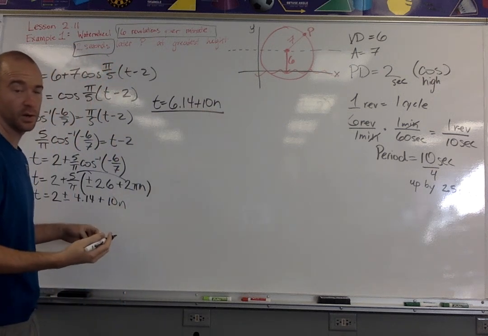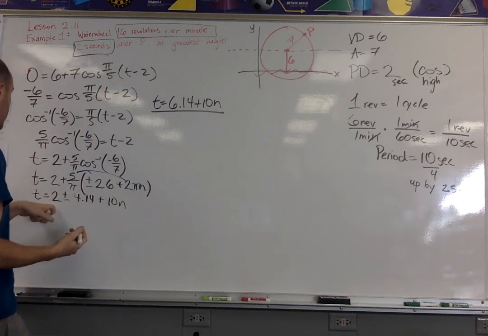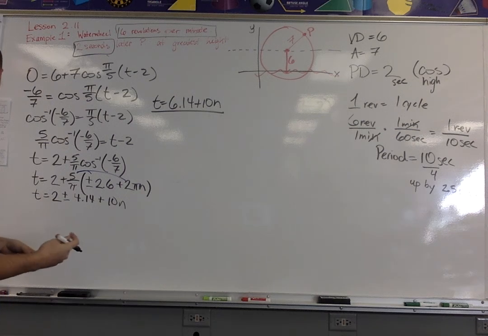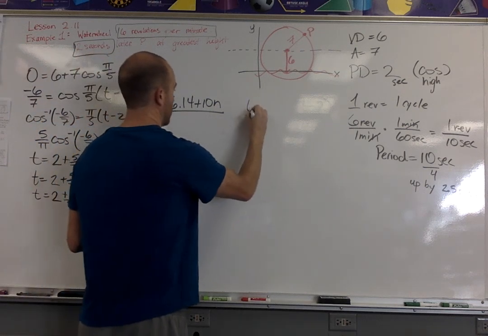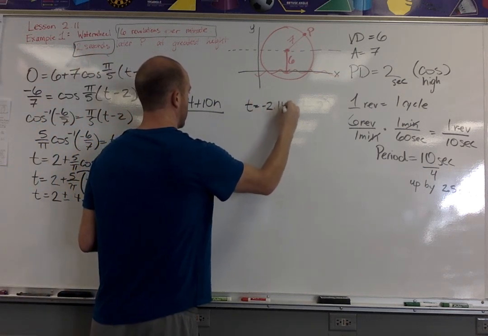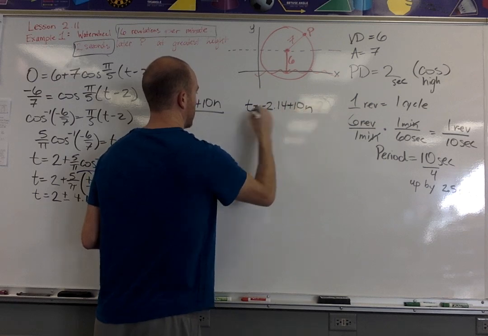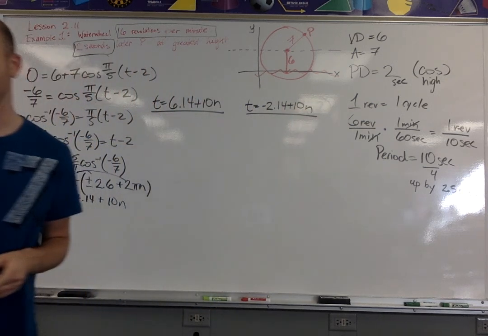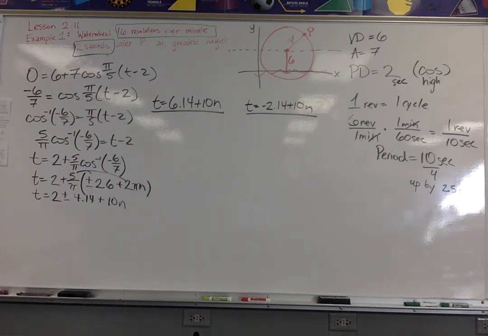So that's one equation we're going to find a list for. And then we've got 2 minus 4.14. So that would be negative 2.14. And we're going to make a list for that.